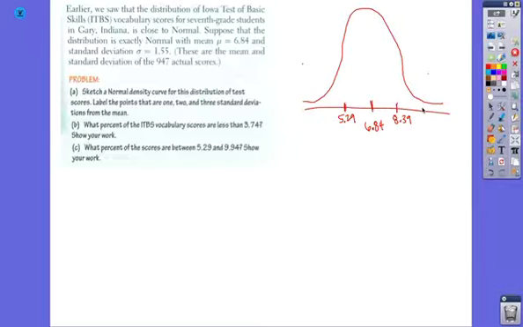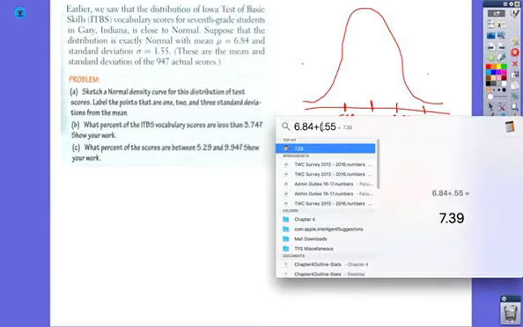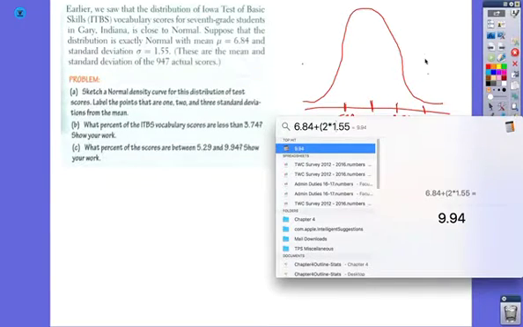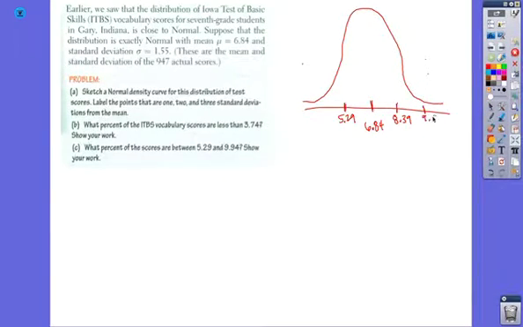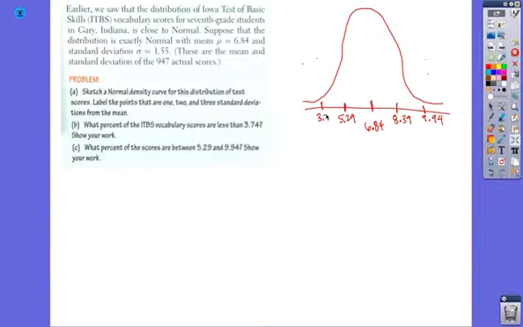To get 2 standard deviations away on the right side, I would say, okay, now I'm going to do 6.84, and I'm going to add to it 2 times 1.55. And whenever I do that, I get 9.94. So 2 standard deviations away is 9.94. 2 standard deviations away on the left side, I would do the same thing, but I'm going to subtract this time instead of add. So I'm going to say 6.84 minus 2 times 1.55 to get 3.74 for 2 standard deviations away on the left side.